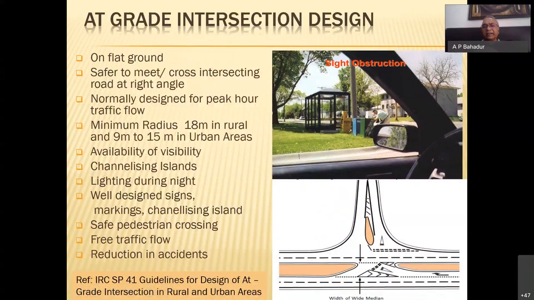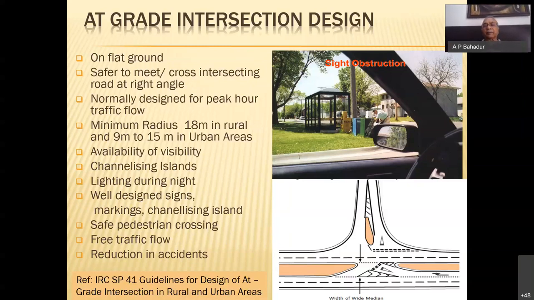So for the at grade intersection, there are some basics which are to be kept in mind. Of course, the detailed design of an intersection is a somewhat complicated exercise, and unless you do it yourself, you will not be able to do it. So after this session, I will tell you the key. Normally, in lower classes you must have heard that there used to be a key, a small book, sort of a ready reckoner. I will tell you the key in the session.